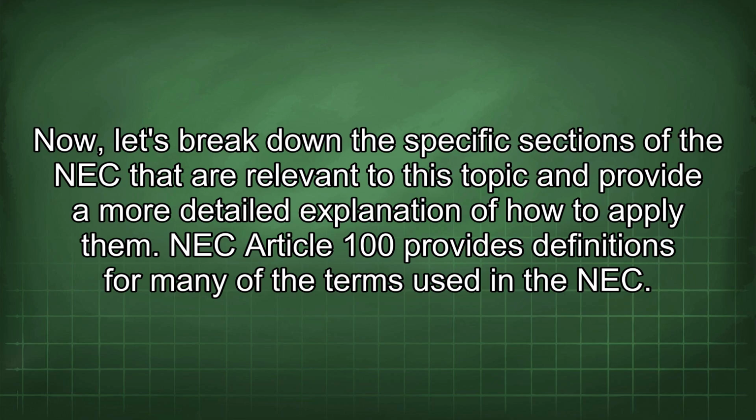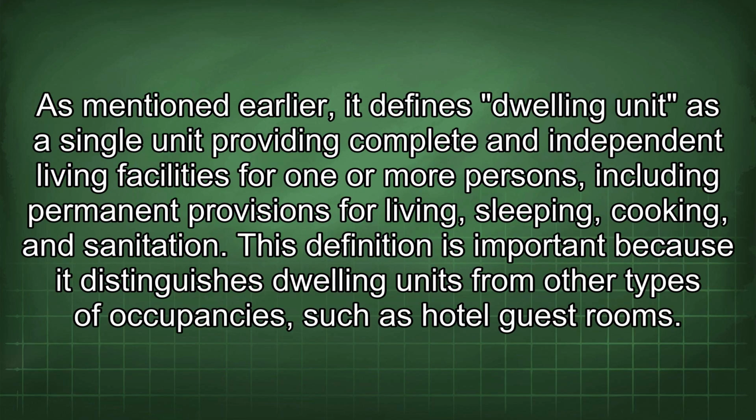Now let's break down the specific sections of the NEC that are relevant to this topic and provide a more detailed explanation of how to apply them. NEC Article 100 provides definitions for many of the terms used in the NEC. As mentioned earlier, it defines dwelling unit as a single unit providing complete and independent living facilities for one or more persons, including permanent provisions for living, sleeping, cooking, and sanitation. This definition is important because it distinguishes dwelling units from other types of occupancies, such as hotel guest rooms.